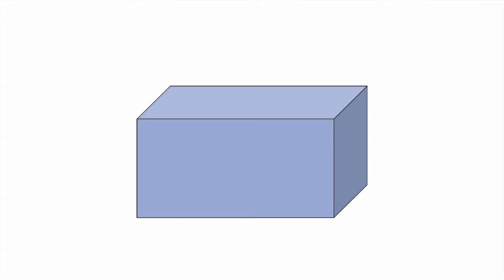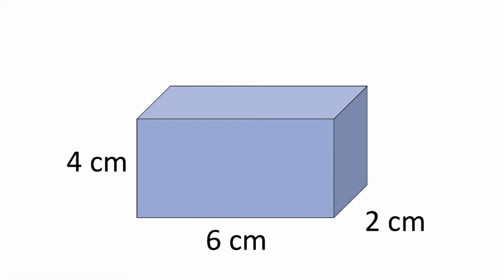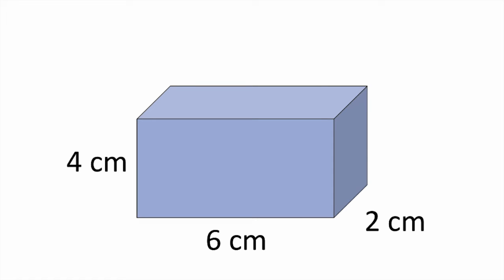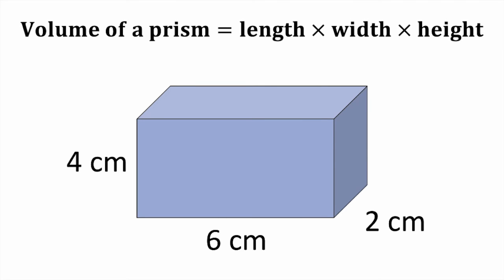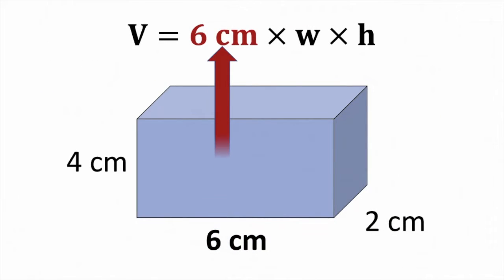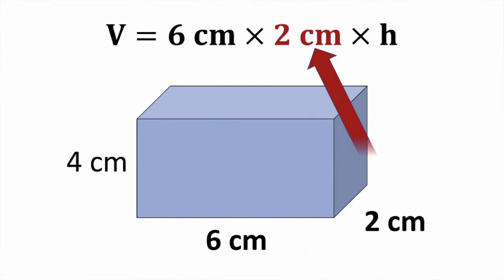Let's do an example. Say we have a rectangular prism that's 4 centimeters high, 6 centimeters long, and 2 centimeters wide. What is the volume of this block? We're going to use this formula. Volume equals length times width times height. Length equals 6 centimeters. Width equals 2 centimeters. Height equals 4 centimeters.